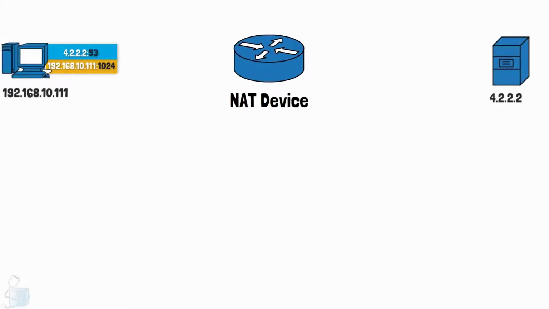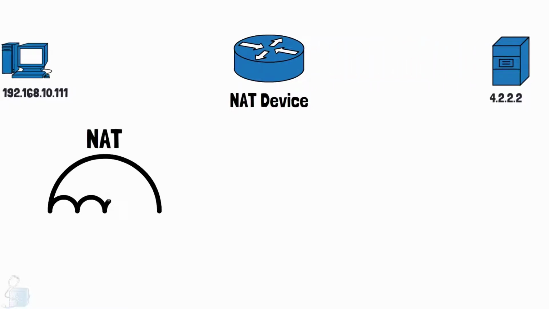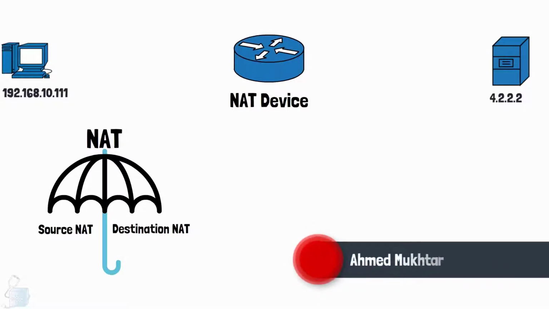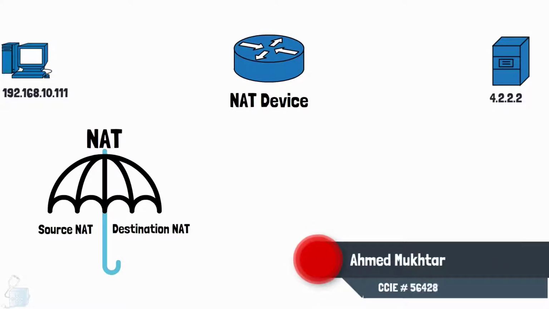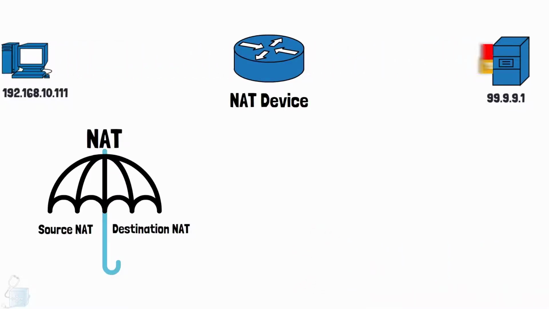Up until now, we were laser focused on changing the source IP address of the packet. This behavior falls into an umbrella which is commonly known as source NAT. But in this video, we will focus on Destination NAT. Now, as the name hints, this type of NAT changes the destination IP address of the IP packet as it traverses through the NAT device.